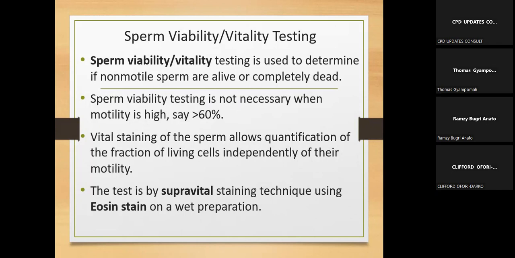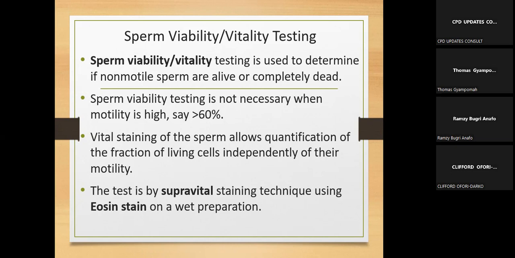Right, let's look at the staining technique. Vital staining of the sperm allows quantification of the fraction of the living cells independent of their motility. I'm sure as scientists, all of us basic scientists, we did vital staining in histopathology. Vital staining is where you are staining live cells. Sometimes the cells can be stained in vivo. That is intravital staining. Once you bring it outside, they're still alive, then you can stain. That's also supravital staining.